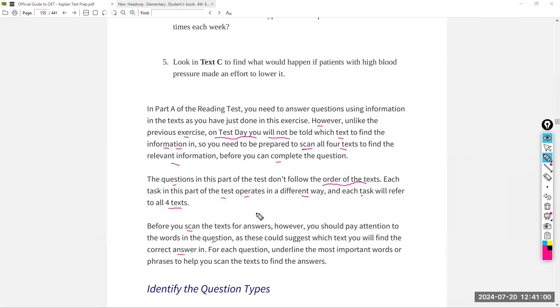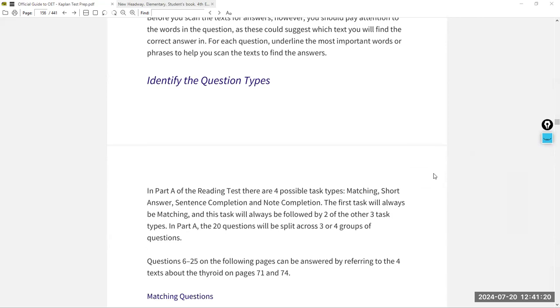Please, this is really important. You have to circle the correct keywords just to be able to skim, because you don't have, as I told you, too much time to do that slowly. Okay, so for each question, you have to underline the most important words, the keywords. This is extremely important, as I told you, just to save your time.